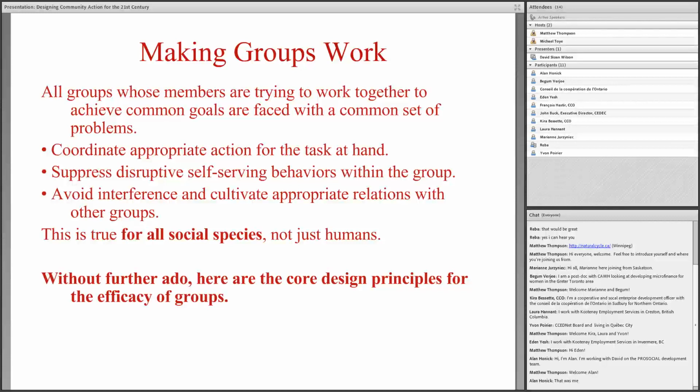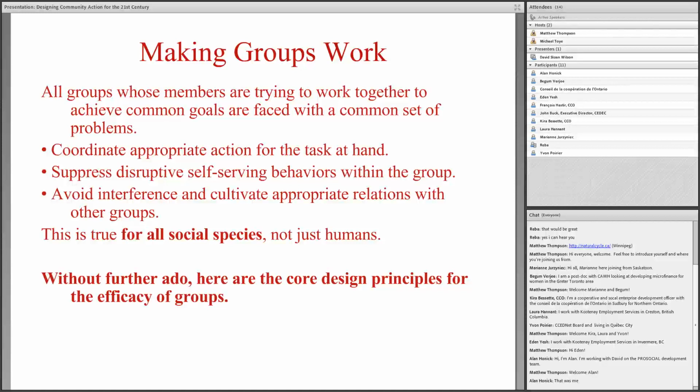What is it about all of the groups that we're working with? We're all trying to work together to achieve some common goals, and we're faced with a common set of problems. One is we need to coordinate appropriate action for the task at hand. We need to do the right things. We need to suppress disruptive self-serving behaviors within the group. And we also need to avoid interference and cultivate appropriate relations with other groups.